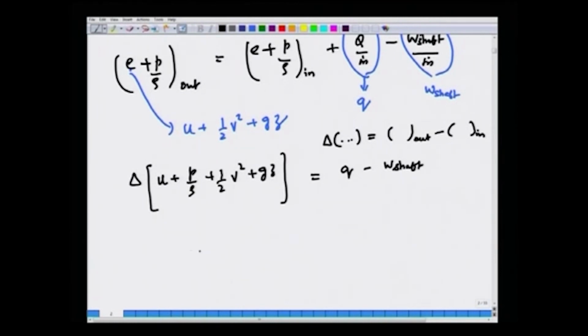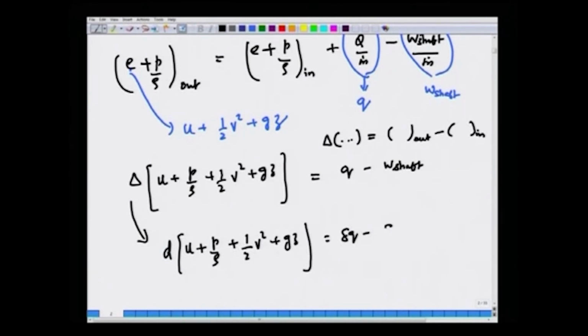If I want to use thermodynamics, I want to change it to a differential where the inlet and outlet are just separated by a small distance. So, you can convert it to a differential: d of (U plus P by rho plus half V squared plus g z) is del q minus del W shaft.